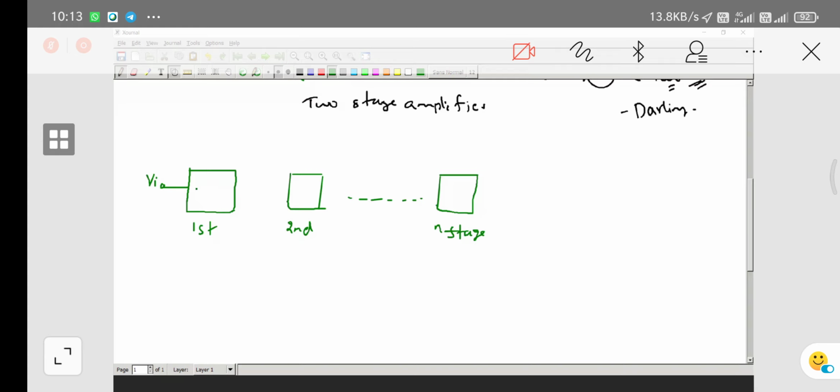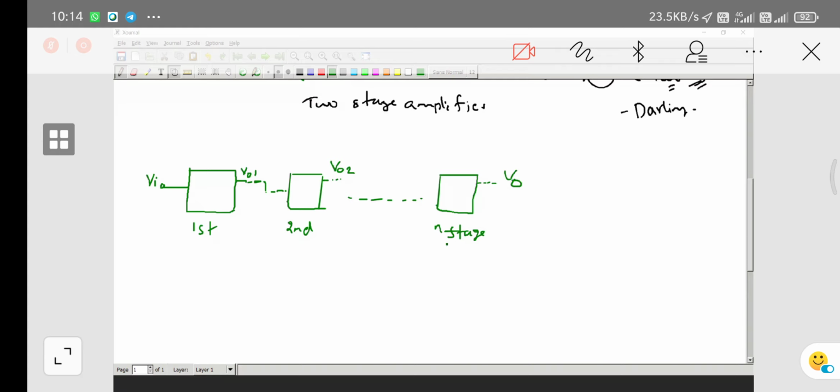And coming to here, when we give this input voltage, it is going to be amplified, and we are going to get output at this first stage. This V01 output is going to be given to the second stage as input, right? And again, it is going to be amplified, and we are going to get the output. The second stage output is V02, and this will be given to the third stage. And similarly, we are going to get output at the nth stage. This is the required output.